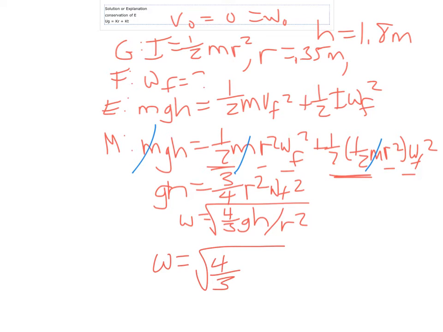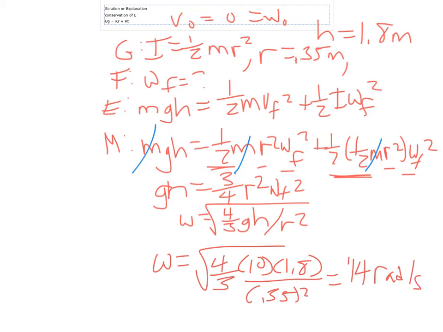So 4/3, I use 10. A lot of people use 9.8, times 1.8. I know technically we should use units, but I can survive without the units if they're someplace. You've got to be careful with that because sometimes the units will come out wrong. And so when you plug it in, you end up with about 14 radians per second.